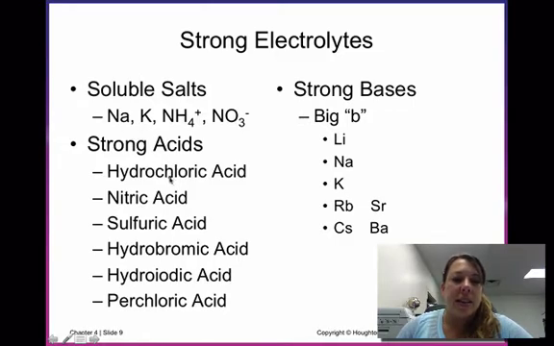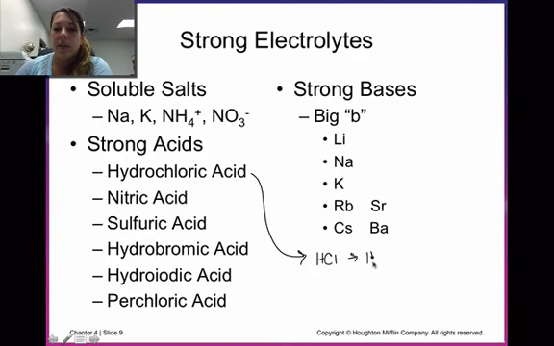Strong acids, and this is it. This is the only list of strong acids. So if you can memorize these 6, then you know that if you see any other acid, it's weak. They will also break up. So if you think of hydrochloric acid, we'll go down here. Hydrochloric acid, if we think of it in solution, is H+ and Cl-.